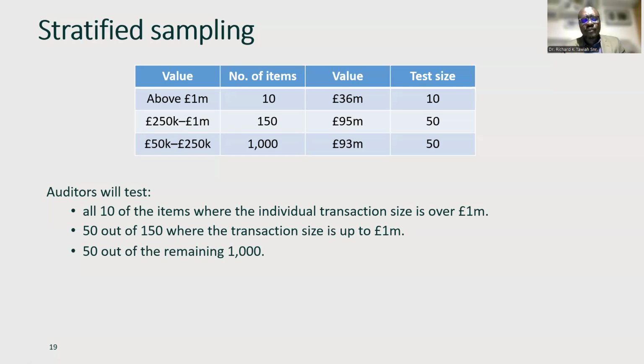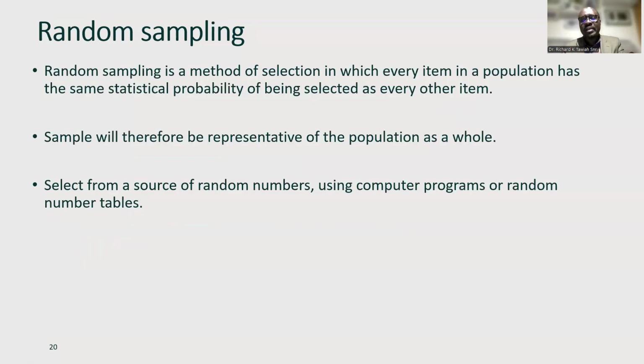So what is happening here? Auditors will test all the 10 material items, which amount to what? 36, which are above 1 million. We'll test everything. Now, auditors will test what? The 50 out of the 150 where the transactions are up to 1 million. And they also test the remaining 50 out of the 1,000. Can you imagine that? 50 out of 1,000. Work out the percentage and see. But you see that it's because of the value structure.